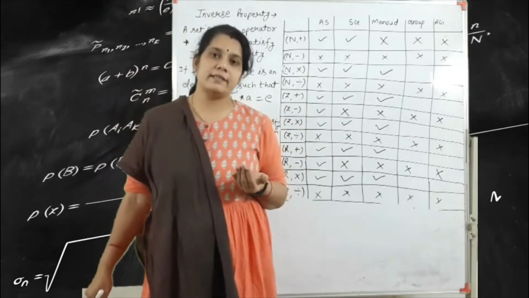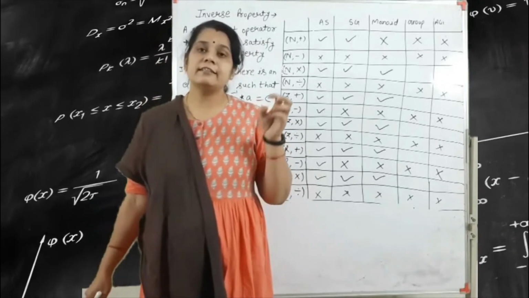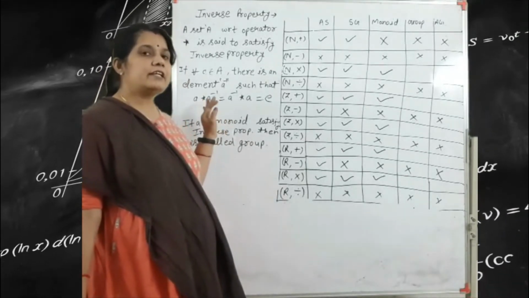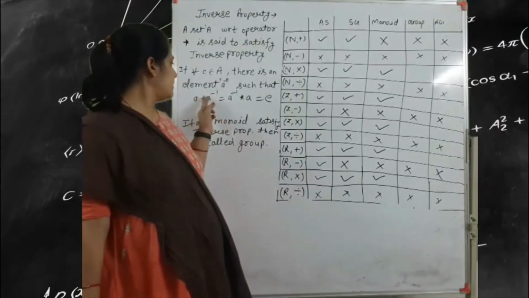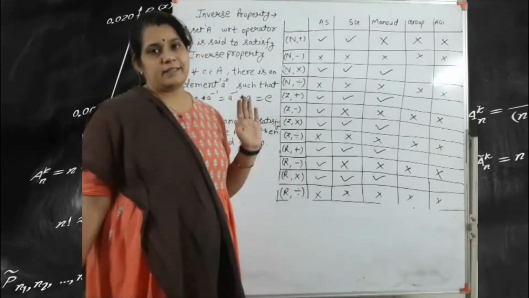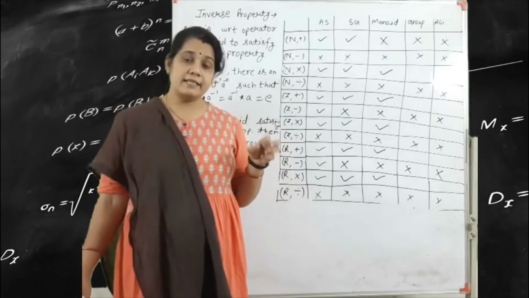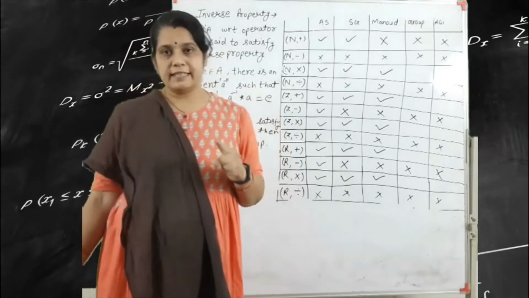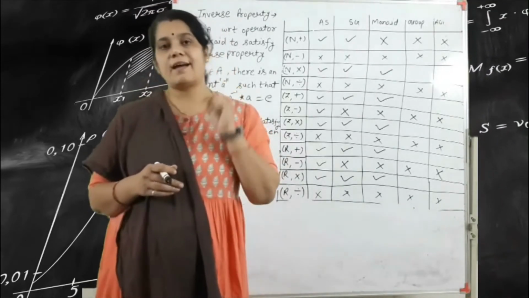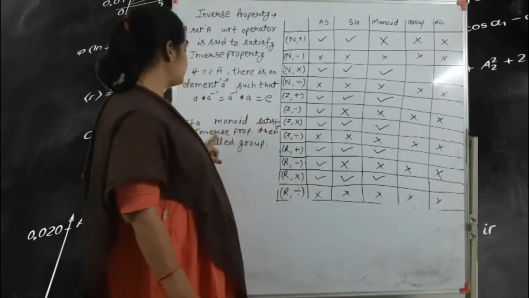So according to the identity property, A star E, the identity element, gives the element itself. But here if we use the element A and the inverse of that element, and we operate with any operator, we get the identity element. That means if we use the plus operator, we get 0 as the identity element. But if we use the multiply operator, our identity element is 1. Okay. So here if a monoid satisfies the inverse property.